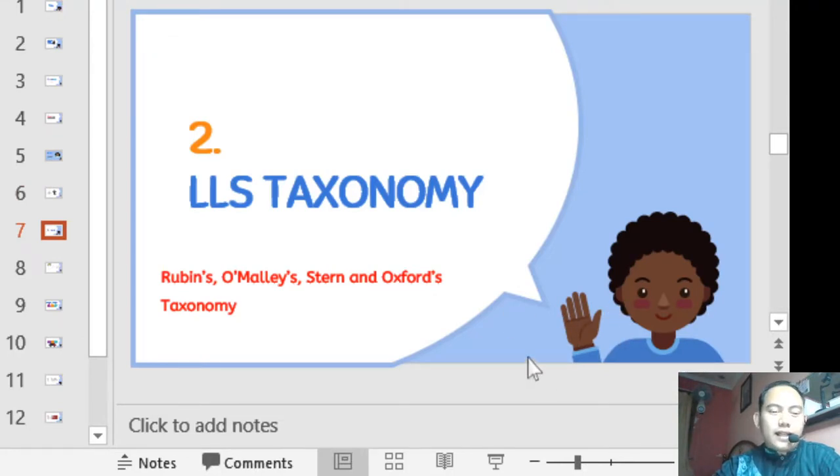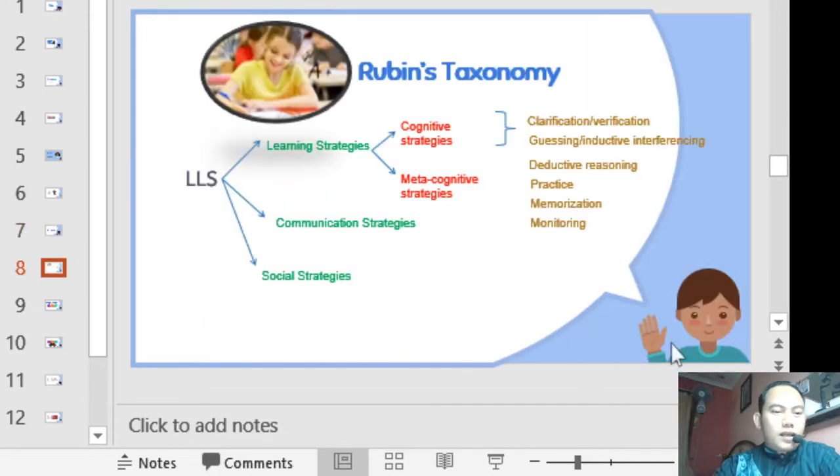Okay, and then the LLS taxonomy. Number one is from Rubin, Rubin's taxonomy. According to Rubin, there are three types of LLS used by learners that contribute directly or indirectly to language learning, namely learning strategies, communication strategies, and social strategies.